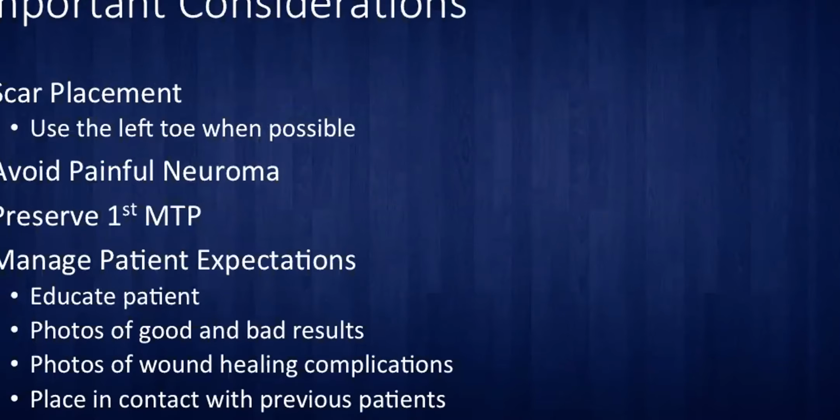So in conclusion, what are the important considerations to minimize the donor site so you're not actually giving up so much to rescue the thumb and return function to the hand? And the first thing is scar placement.